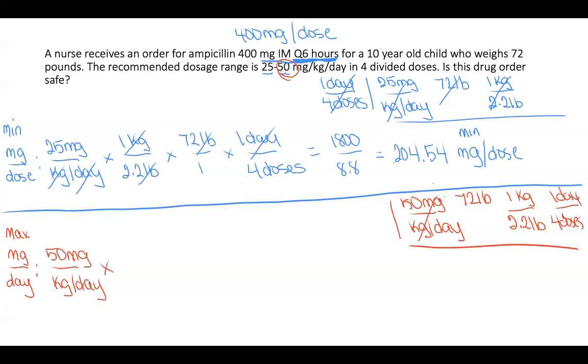Okay. Kilograms are on bottom, so I need kilograms on top. Okay, pounds are on bottom, so I need pounds on top. And then day on top, I'm literally copying what's above me. The only thing I changed was the 25 to 50. Okay. Right, so I still used all my information.